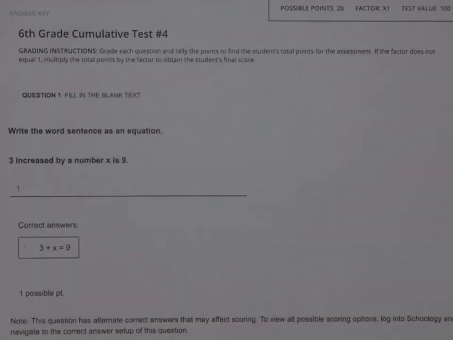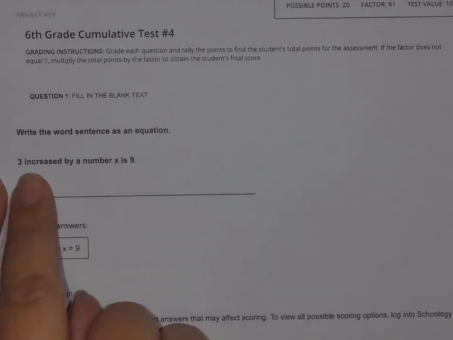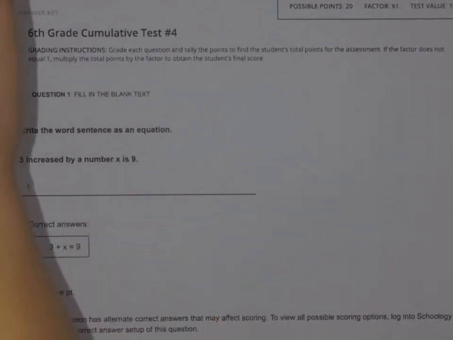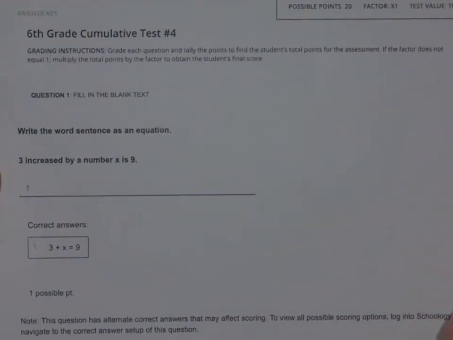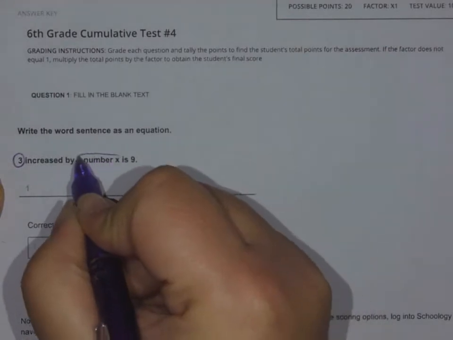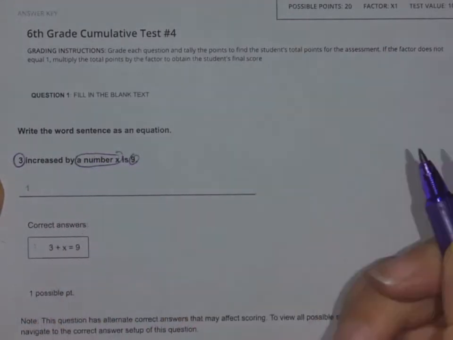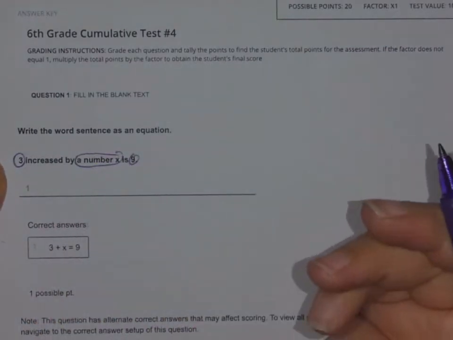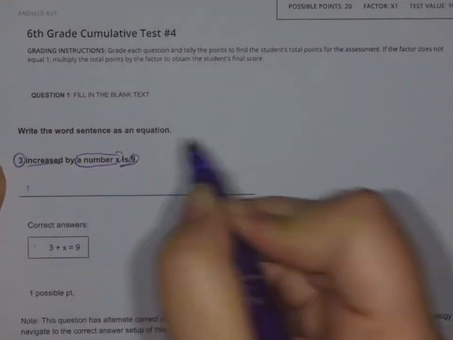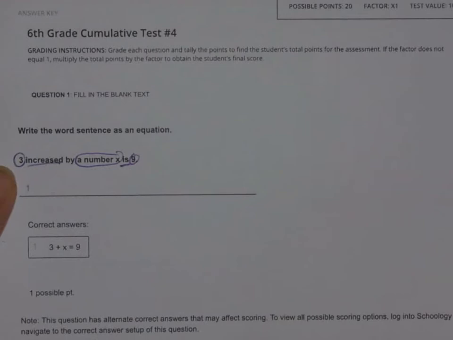So the first one says 3 increased by a number x is 9. Now, if you remember the steps for writing expressions or equations, first you're going to circle the numbers. So 3, a number x, and 9, and then you're going to underline the operation words. Increased and is, we underline because it's going to be my equal sign. Step number 3 is just to write it out.